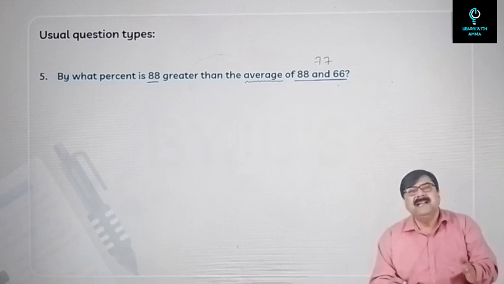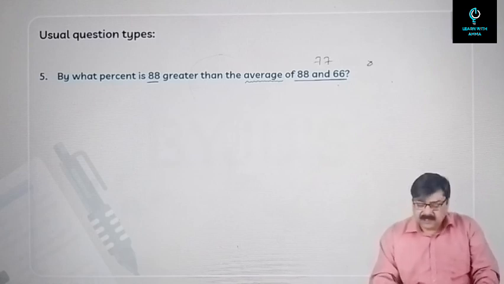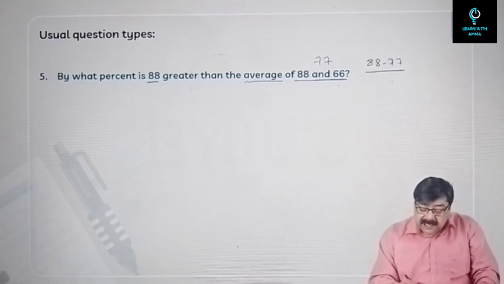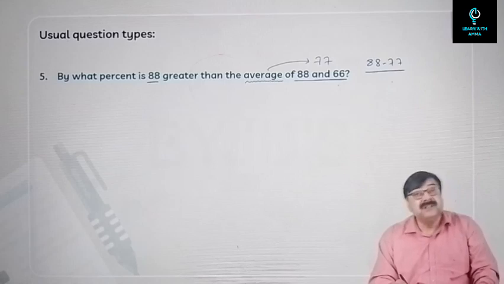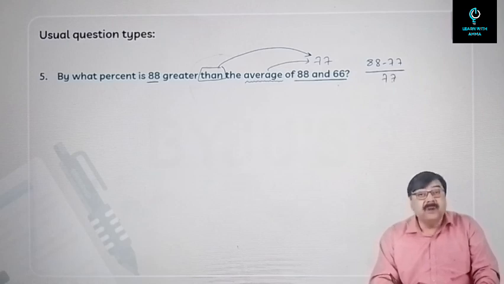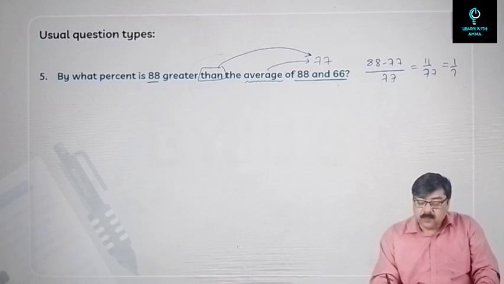So by what percent is 88 greater than 77? It is 88 minus 77 divided by the average. And how much is the average? 77. So the figure appearing after "than" is 77, and that should go in the denominator. So simply this is 11 by 77, which is 1 by 7.